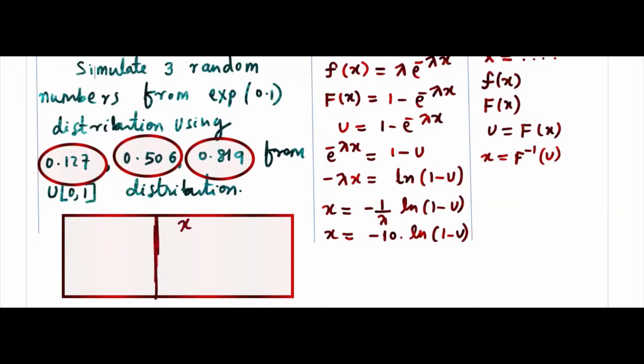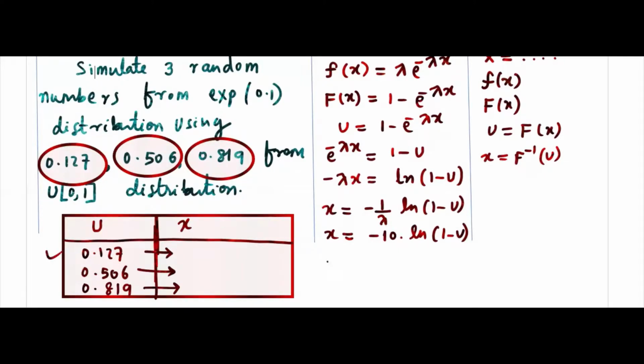You know the formula for x and you know the value of u. Suppose I write u as 0.127. For that I have to find x, and I will write 0.506, I will find x for this one, and 0.819, I will find x for this. So what is x? Minus 10 ln(1 minus u). Suppose I want to find the first one: minus 10 ln(1 minus u), with u value 0.127. You can use the calculator.